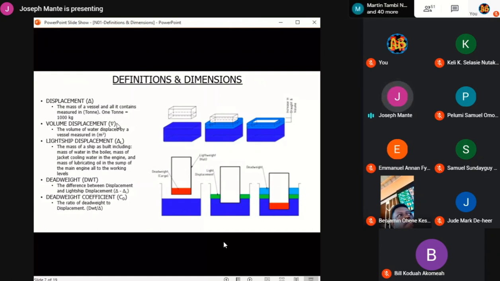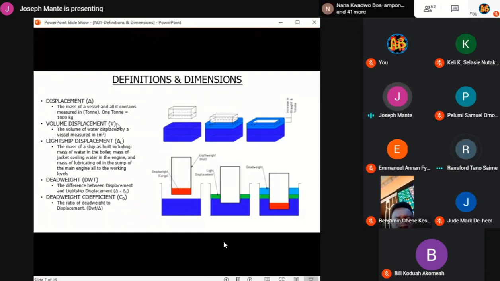And the sign there depicts the volume of displacement. Sometimes you need to write the volume of displacement. Just write this sign and know that this is what it means, a volume of displacement. Then you go to light ship displacement and now dead weight.